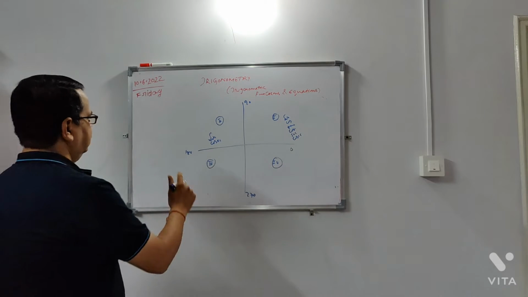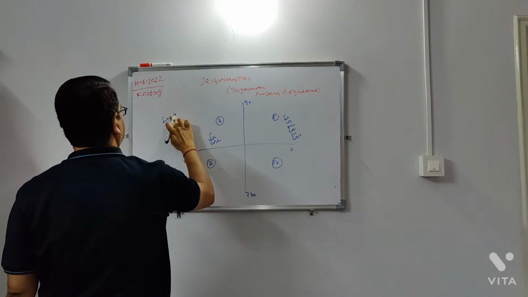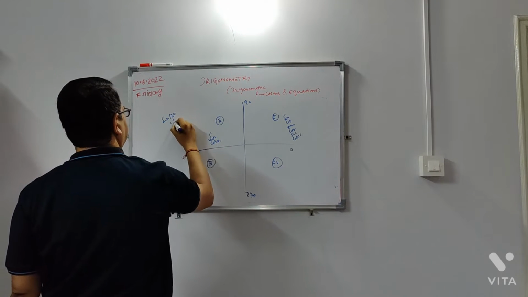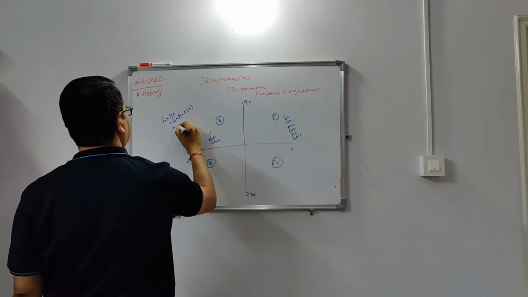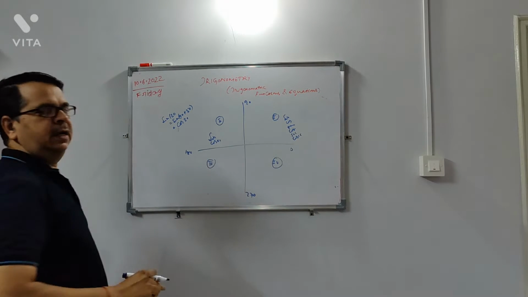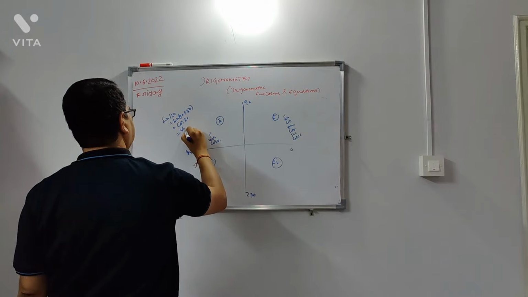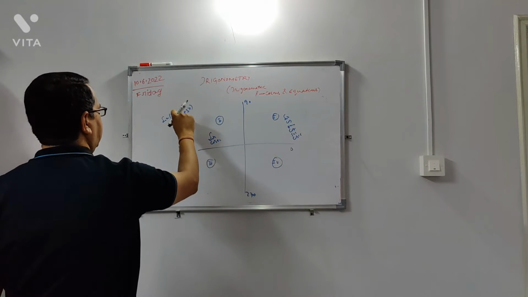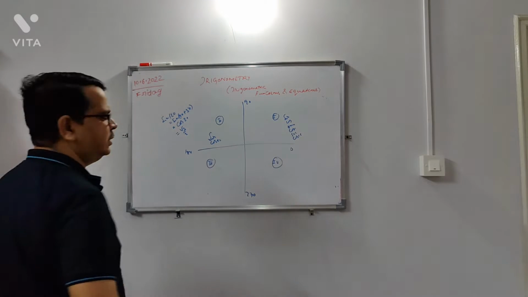So what does it mean? Say sine 120. Sine 120 is equal to sine 90 plus 30, which is equal to cos 30, right? Sin 90 plus theta is equal to cos theta, which is equal to cos 30, which is equal to root 3 by 2. So sin 120 is equal to cos 30, equal to root 3 by 2, which is positive in the second quadrant.